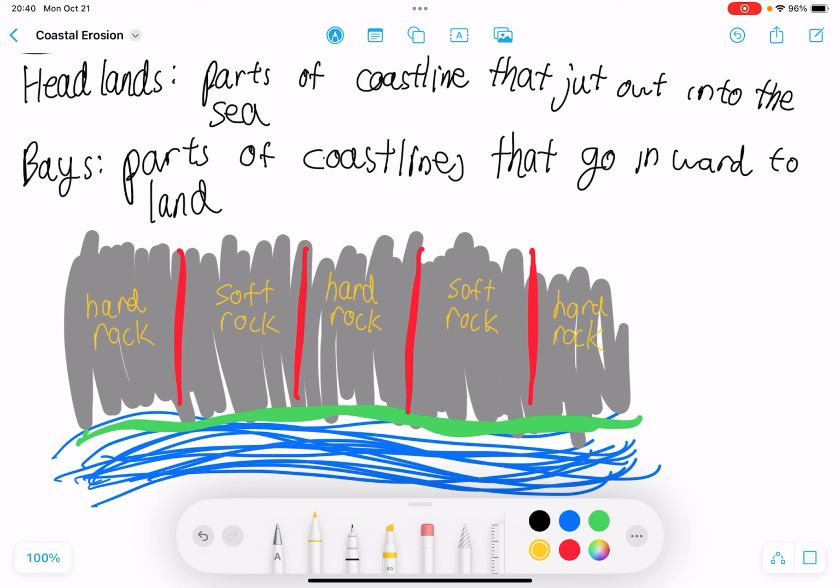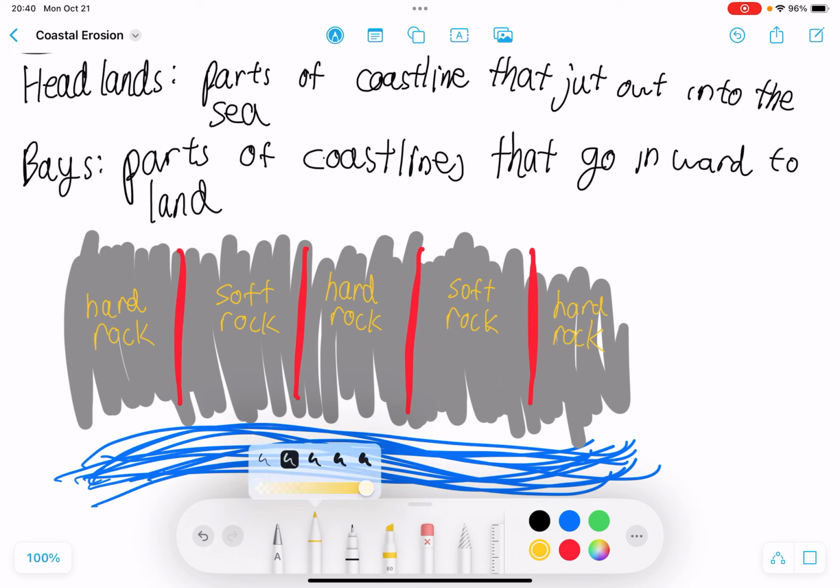Now, hard rocks take longer to erode, and soft rocks take a shorter time to erode. So soft rocks erode faster. So this means that when the sea goes up onto the coastline, after say tens of thousands of years, the first part to erode would be the soft rock parts. So let me just demonstrate that erosion over here.